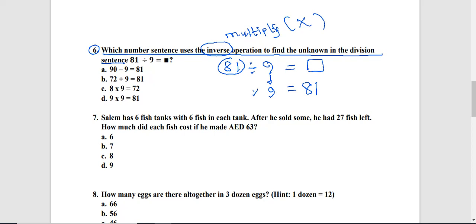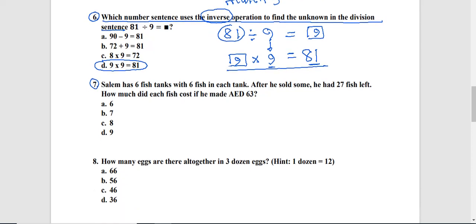Now I'm going to ask myself, what number will multiply 9 in order to get 81? And that is 9. 81 divided by 9 is 9, and the inverse operation is 9 multiplied by 9 to give you 81. Option D. Question number 7.